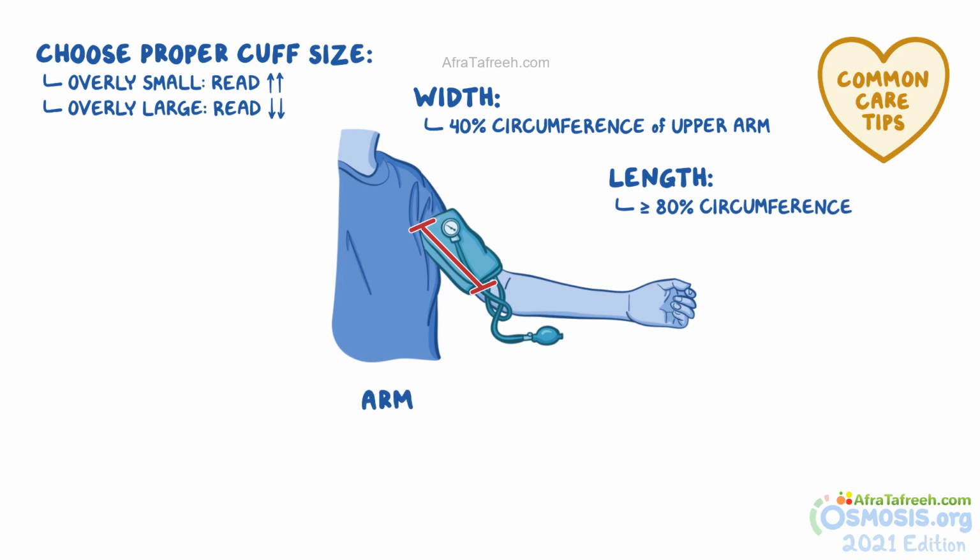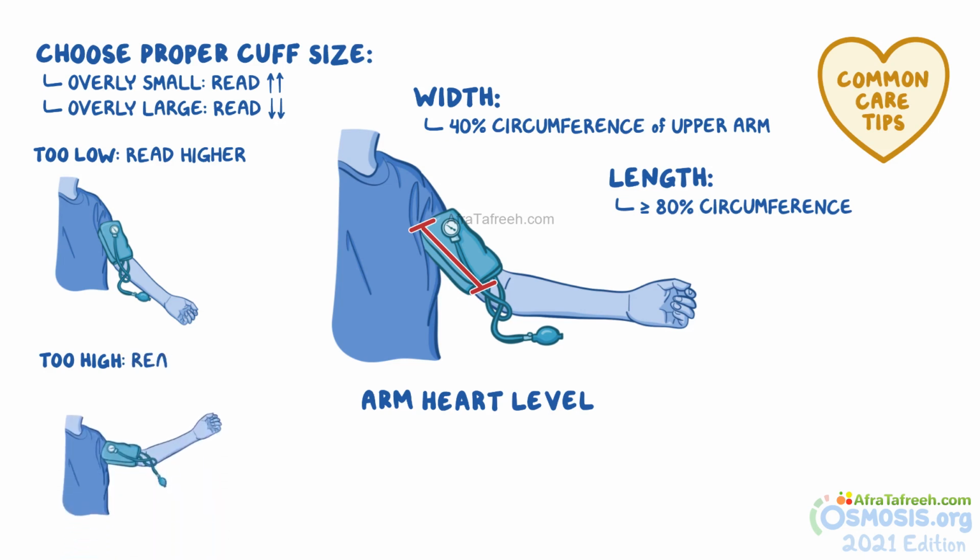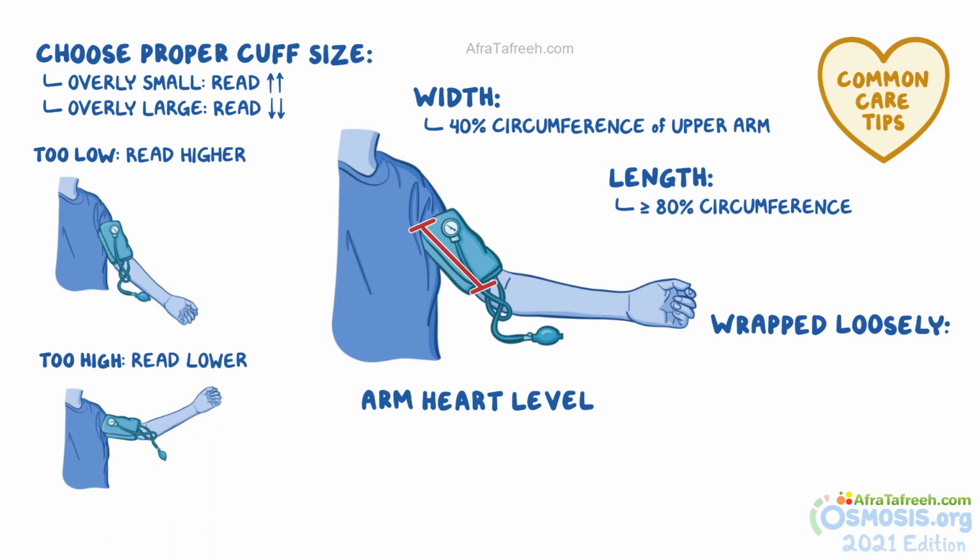The arm should also be held at the heart level. If it's held too low, the blood pressure might read higher than it really is. If it's held too high, the blood pressure might read lower than it really is. If the cuff is wrapped too loosely, it's the same story. The reading might come out too high.